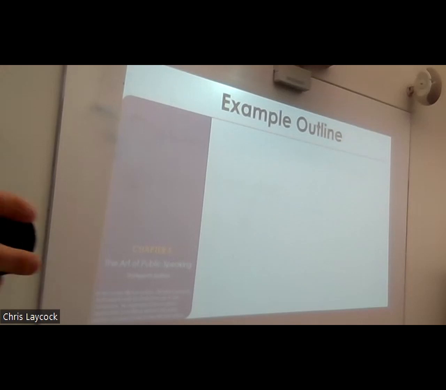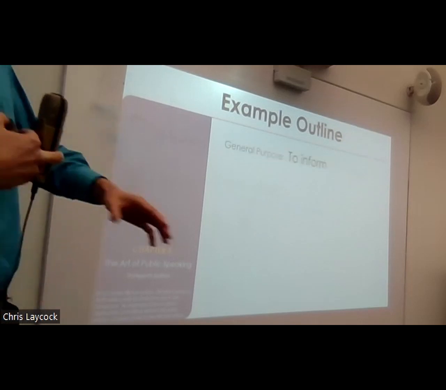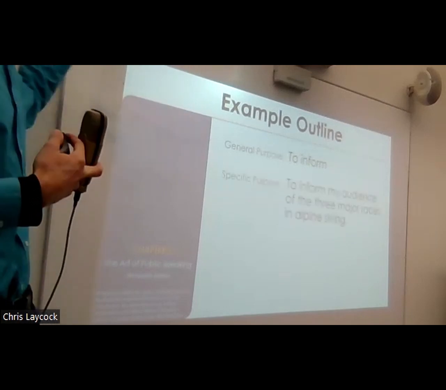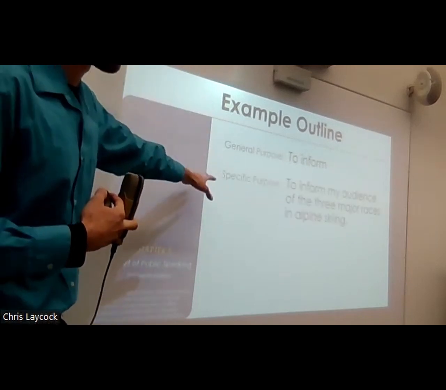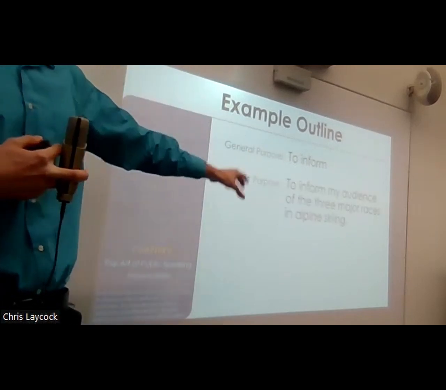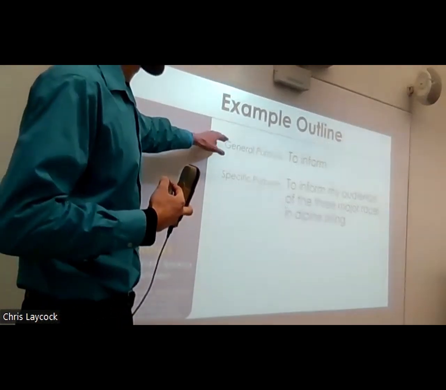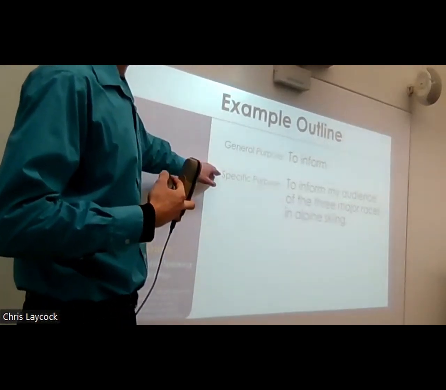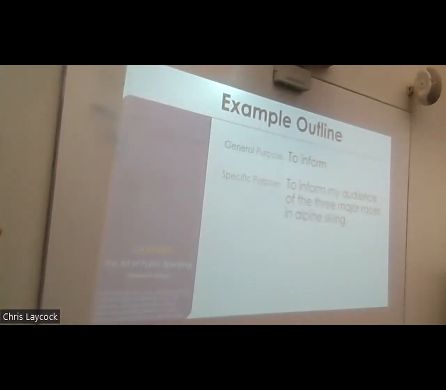So in an outline, you might start with your general purpose. I'm trying to inform you of the 3 major races in alpine skiing. It's not just to inform anymore. It's what are we trying to inform you about? And it's not just about alpine skiing. It's about the 3 different types of races, which are the downhill, the slalom, and the giant slalom.